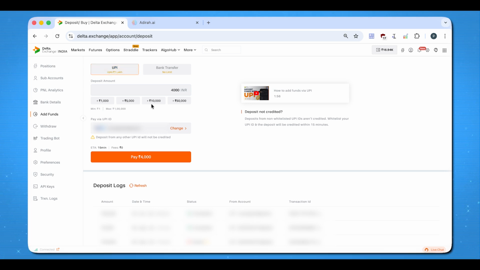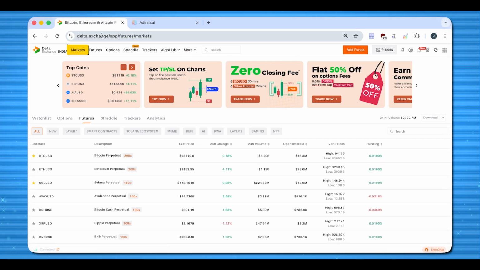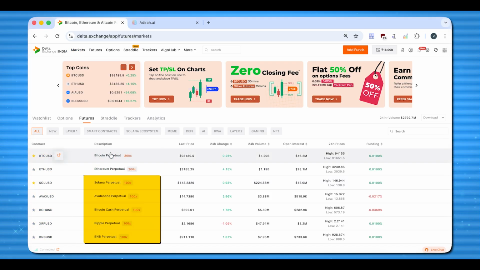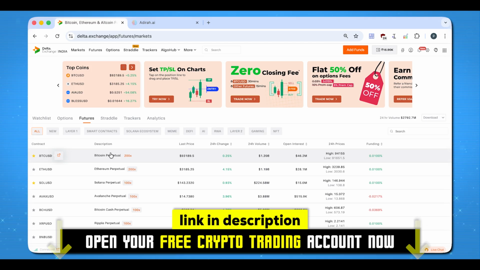Once your funds are added, you can go to the market section. Here in this section, you'll see all the popular cryptocurrencies listed: Bitcoin, Ethereum, and many more. But remember, here you are not trading spot crypto. You are trading crypto futures and options. Because this is futures trading, the taxation structure is different compared to spot trading. Now, let's actually take a trade so you can understand everything practically.